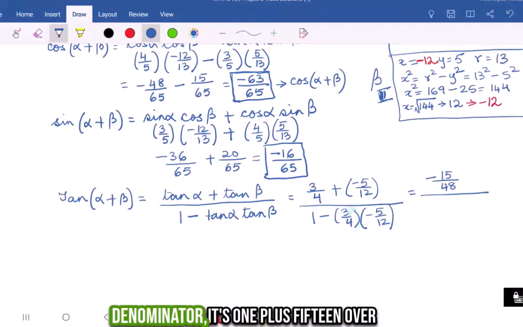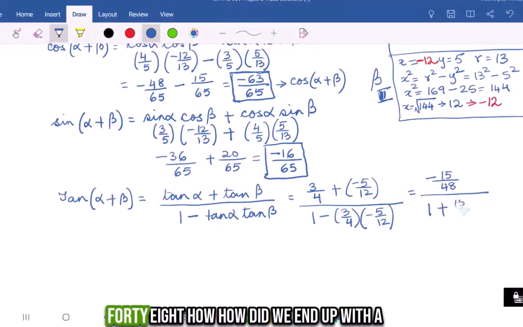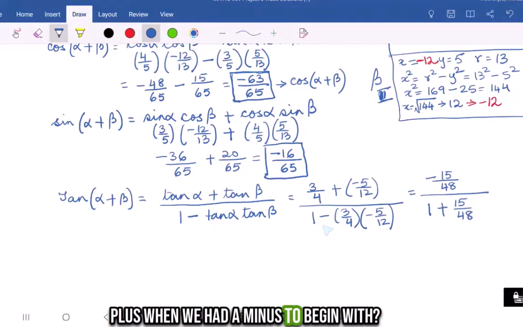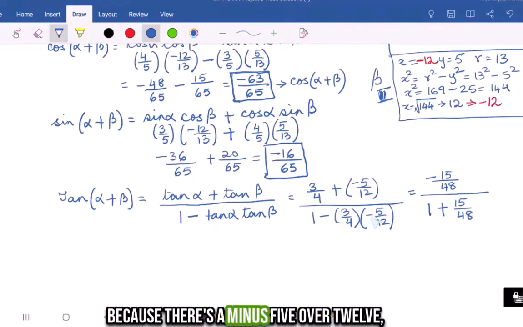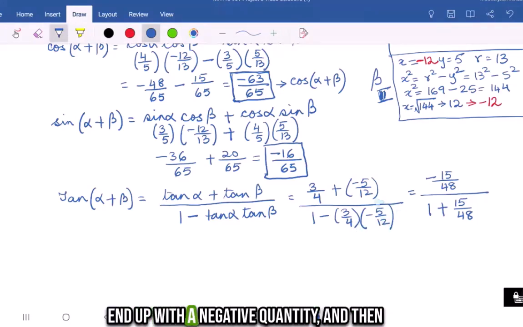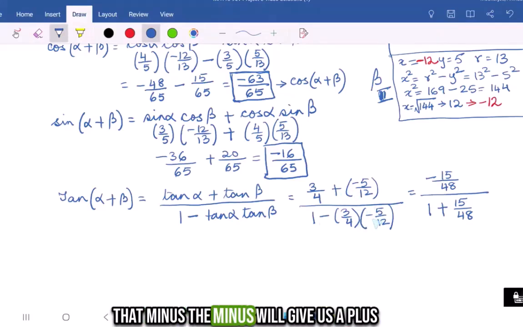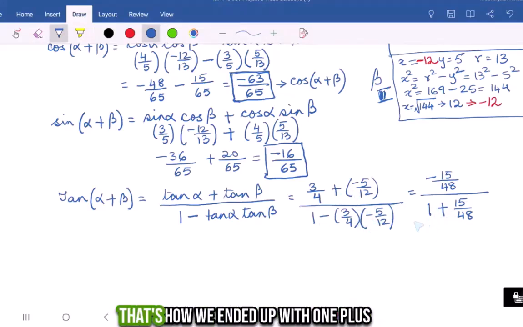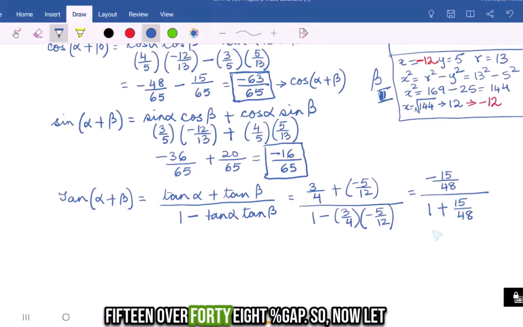And then in the denominator, it's 1 plus 15 over 48. How did we end up with a plus when we had a minus to begin with? Because there's a minus 5 over 12. When we multiply that by 3/4, we end up with a negative quantity, and then that minus the minus will give us a plus. That's how we ended up with 1 plus 15 over 48.